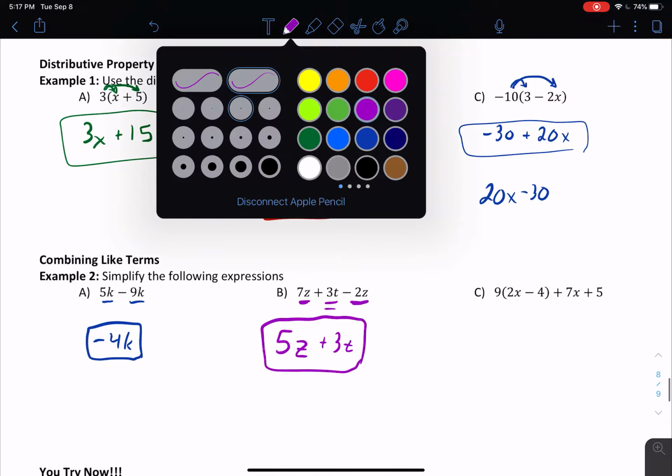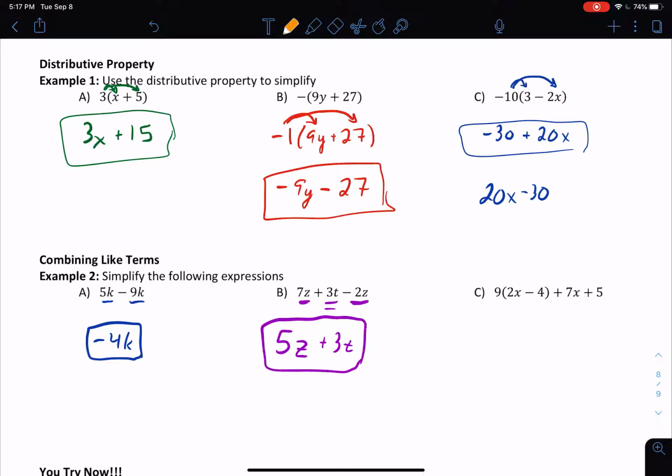What about in C? In C, well, first off, before I can start combining like terms, I need to distribute this 9. All right, I need to distribute that 9 to all of 2x minus 4. When I distribute, that's going to give me 18x minus 36. And then this part, I'm just going to drop down, plus 7x plus 5. All right, now I need to combine my like terms. I have an 18x and I have a 7x. So those both have just one singular x. So 18x plus 7x, that's going to give me 25x.